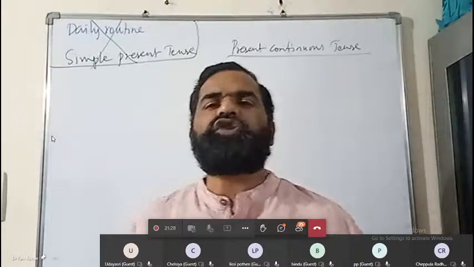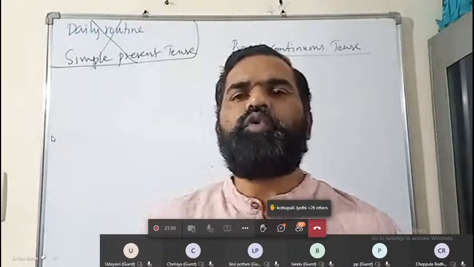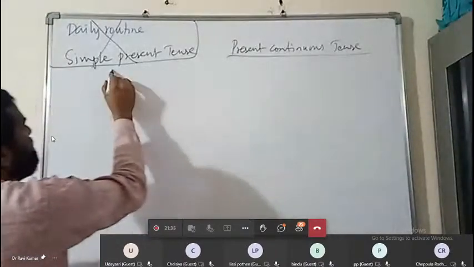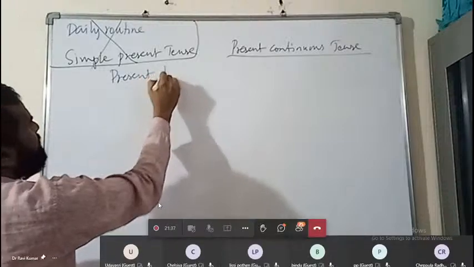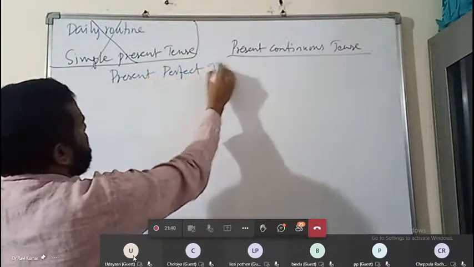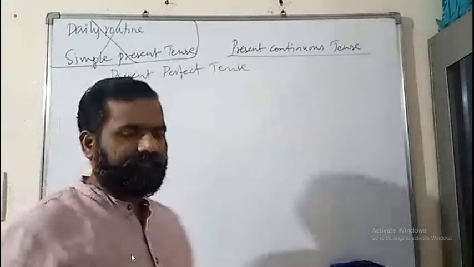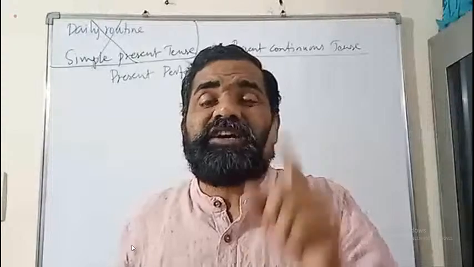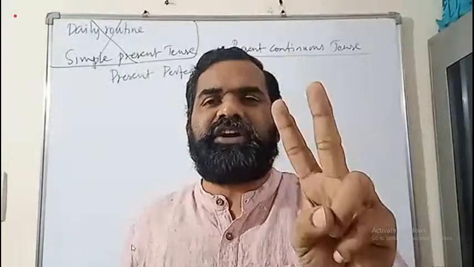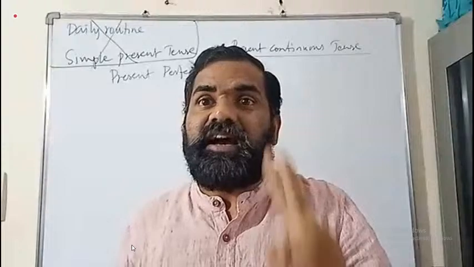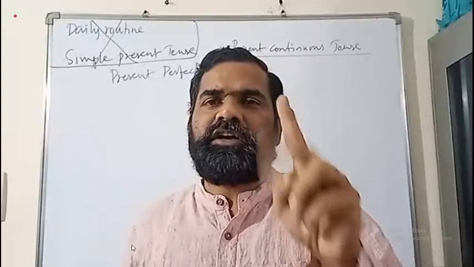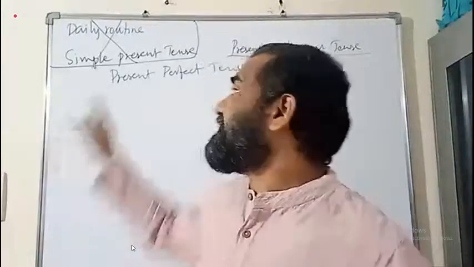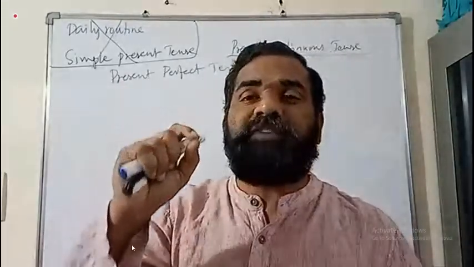Okay, let's now move on to the next tense. The next tense is present perfect tense. So far we have looked at simple present tense and present continuous. For each tense, I've given you the rules, the examples, the structures, and the signal words. Let's now look at present perfect tense.